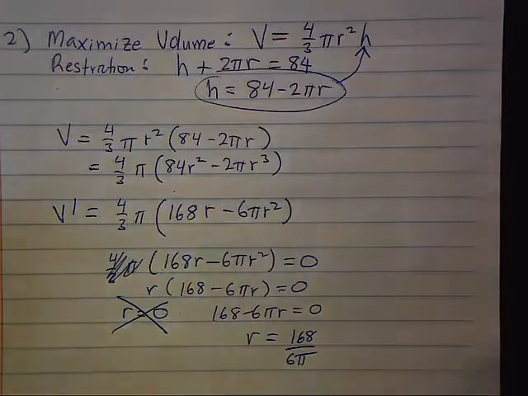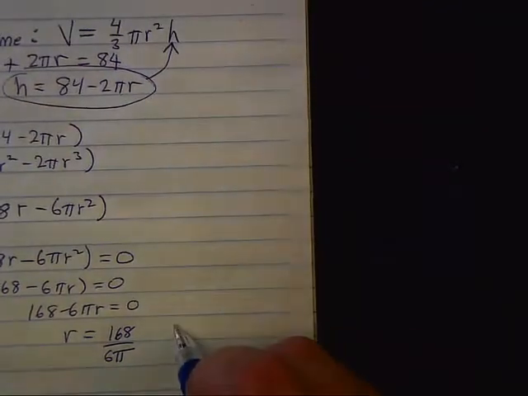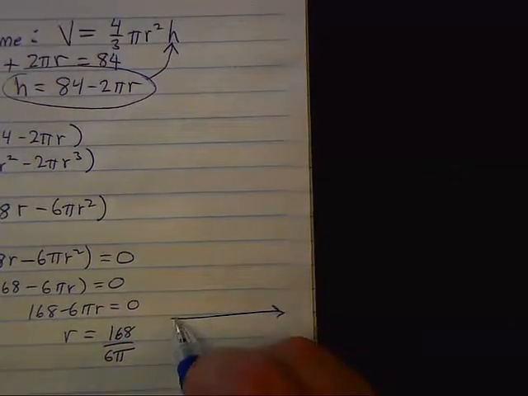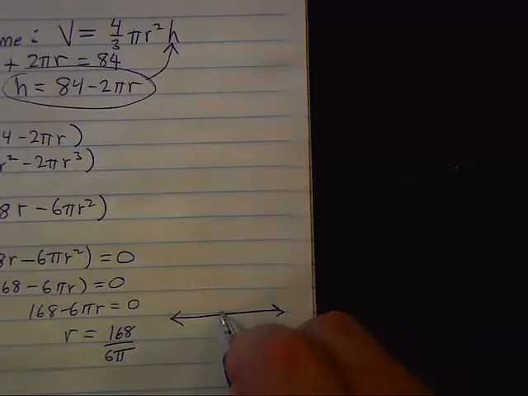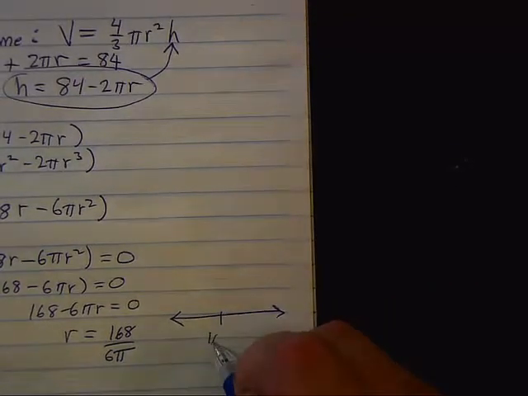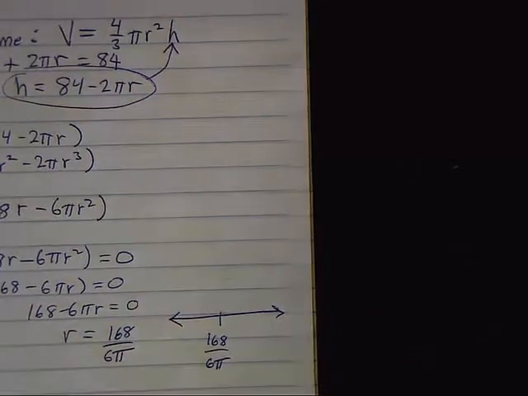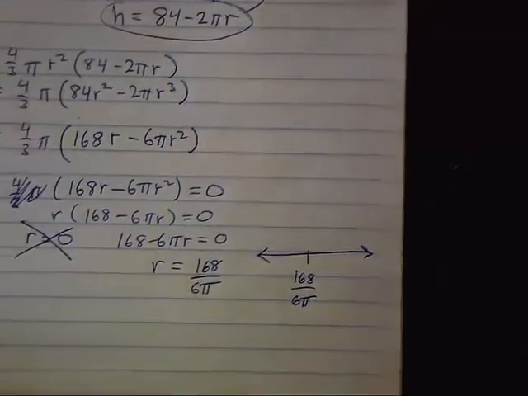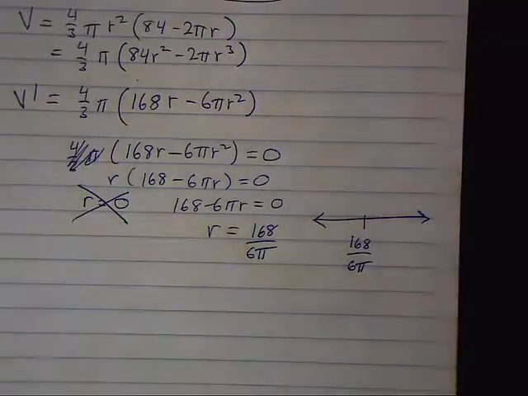Draw a number line. Why do I need to draw a number line? I need to use the first derivative test, or I could have used the second derivative test if I wanted to. And what do I need to prove? I need to prove that this critical number that we have truly generates a maximum.